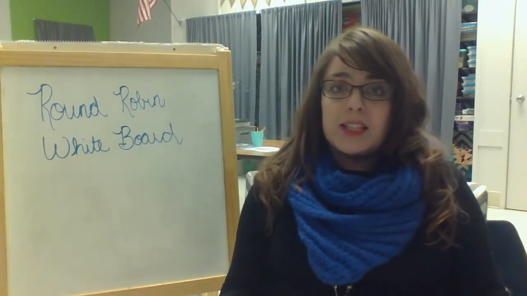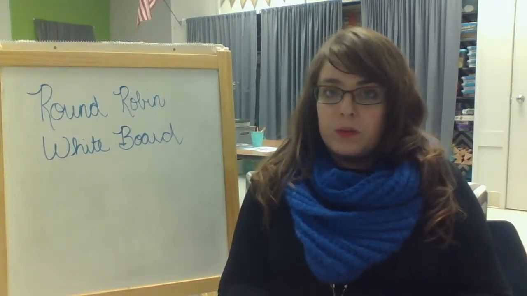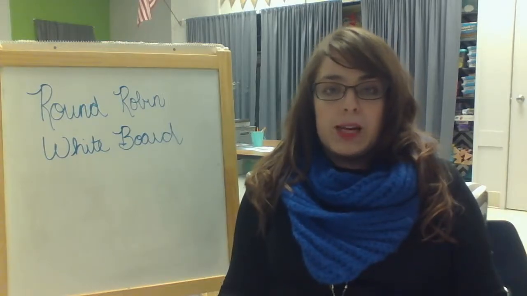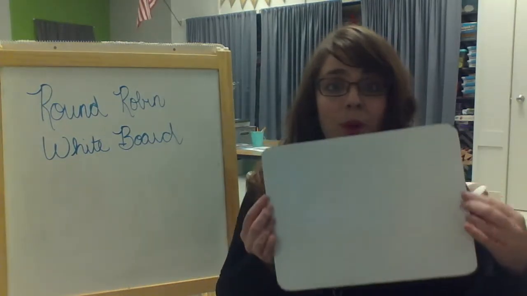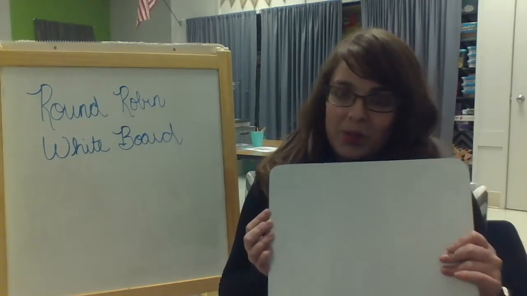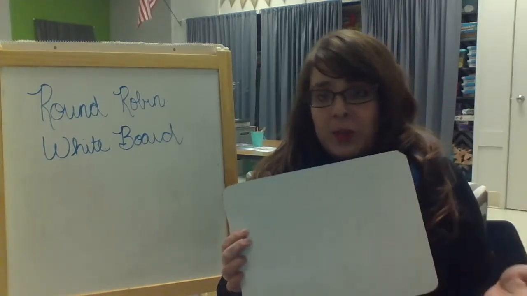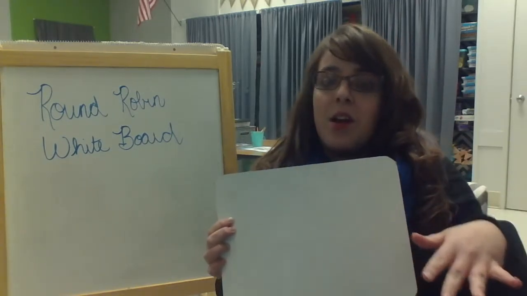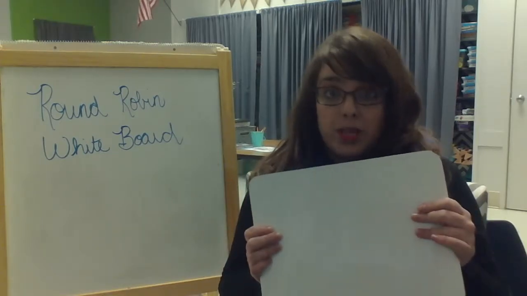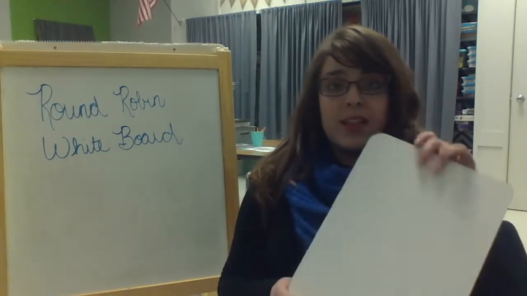So how this works is that students are going to get in groups of 3 or 4. You need to provide them with either a small whiteboard, which is why it's called Round Robin Whiteboard, or even a clipboard with a piece of paper, something that they can share and pass around between them will work as well. Okay? And then you're going to give them a topic.